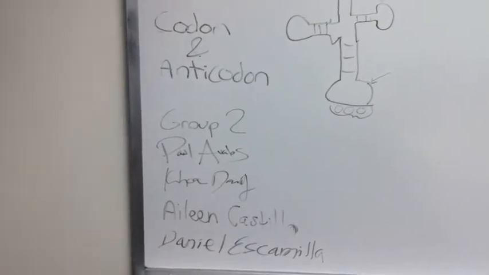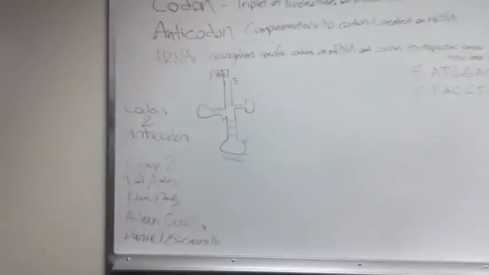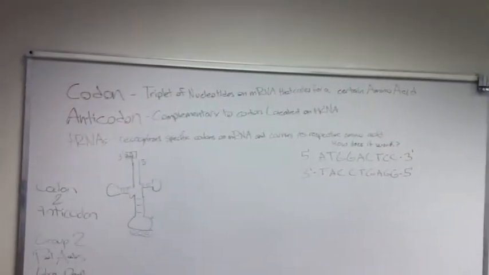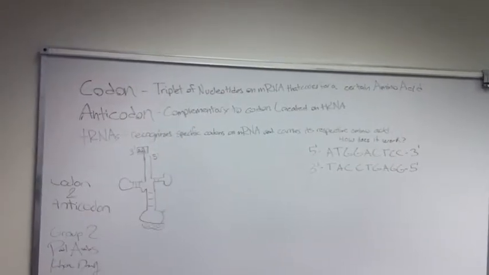Hello, this is group 2, and we're going to be talking about the codon and anticodon. The codon is a triplet of nucleotides on the mRNA strand that code for a certain amino acid.